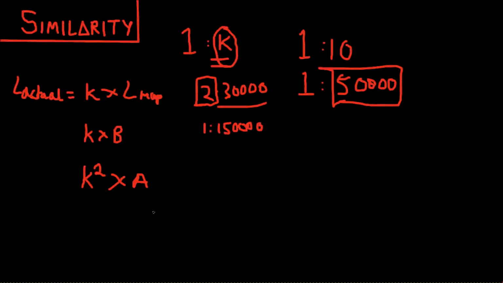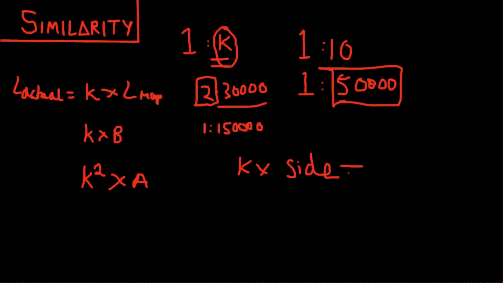Now I'll move on to models. And for models, it's the same thing. Again, you have 1 is to k, but the only thing new over here, by the way, is k into any side of a model. You can have a 3D model of a building or anything. So if you multiply k by any side of the building, any dimension, you'll get the length of the actual side in real.